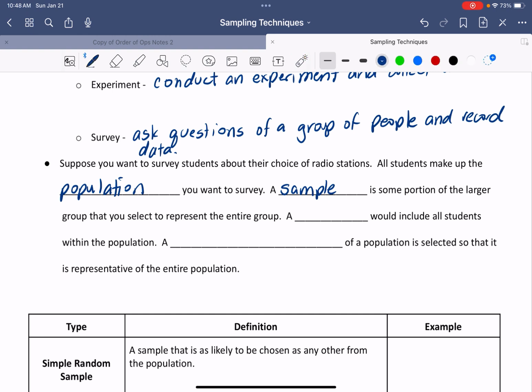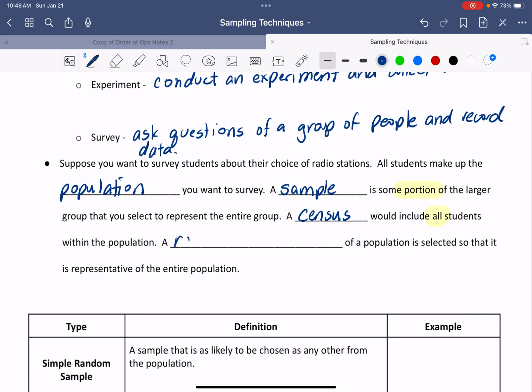Then we have a census. I don't know if any of you have heard of that before, but a census would be a different kind of survey in which we would include all the students within the population. So a sample is just a portion. Let's see here, I'm going to highlight this. A sample is just a portion, and a census is all the students.